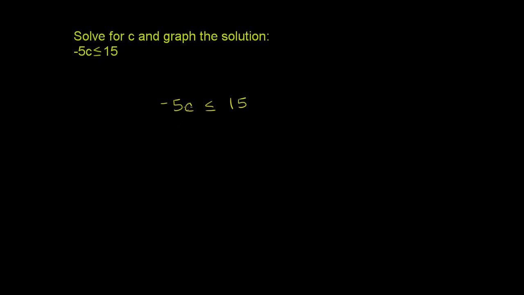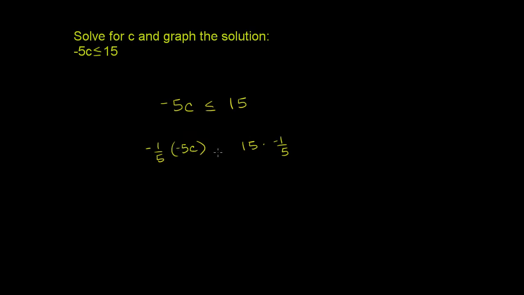So the best way to just have a c on the left-hand side is we can multiply both sides of this inequality by the inverse of negative 5, or by negative 1/5. So we want to multiply negative 1/5 times negative 5c, and we also want to multiply 15 times negative 1/5. I'm just multiplying both sides of the inequality by the inverse of negative 5, because this will cancel out with the negative 5 and leave me just with c.